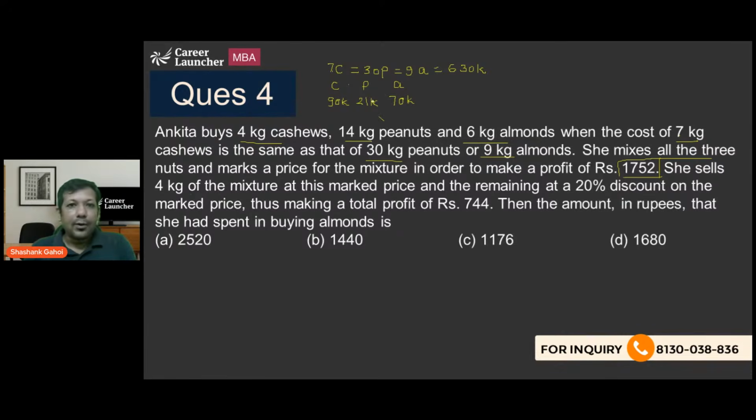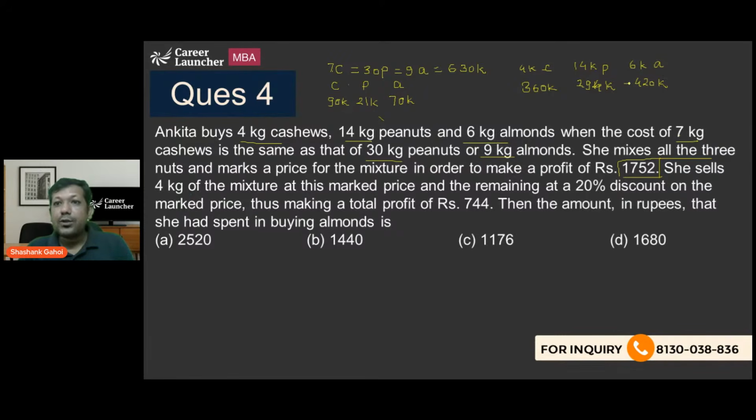Okay. Now, basically Ankita is buying 4 kg cashews, 14 kg peanuts, and 6 kg almonds. So 4 kg cashew is going to be what? 360K. 1 kg is 90, so 4 kg is 360. 14 kg peanuts is going to be 14 into 21, 20 into 14 is 280, 280 plus 14 is going to be 294K. And the 6 kg almond is going to be 420K.